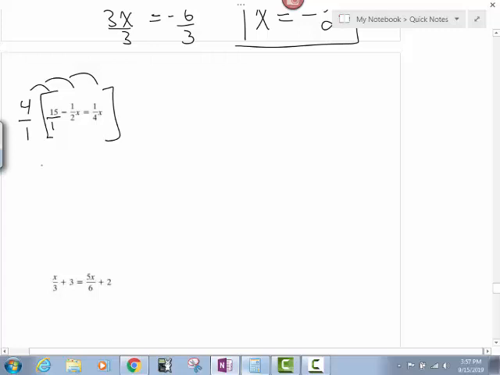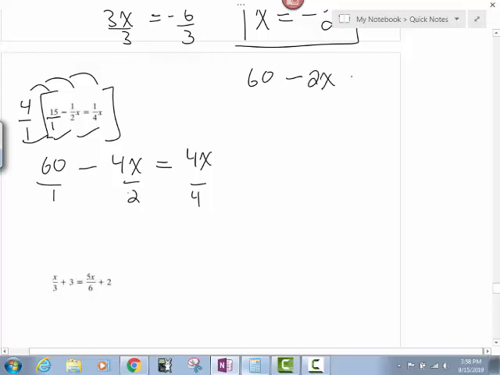So we said 4 times 15 is 60. Minus, because there's a minus there. 4 times a 1x is a 4x. 4 times 1x again is another 4x. The bottoms all stay the same. That stays a 1, that stays a 2, that stays a 4. So now let's see, when we divide out, we have 60 minus 4 divided by 2 is 2x equals 4 divided by 4 is a 1x.